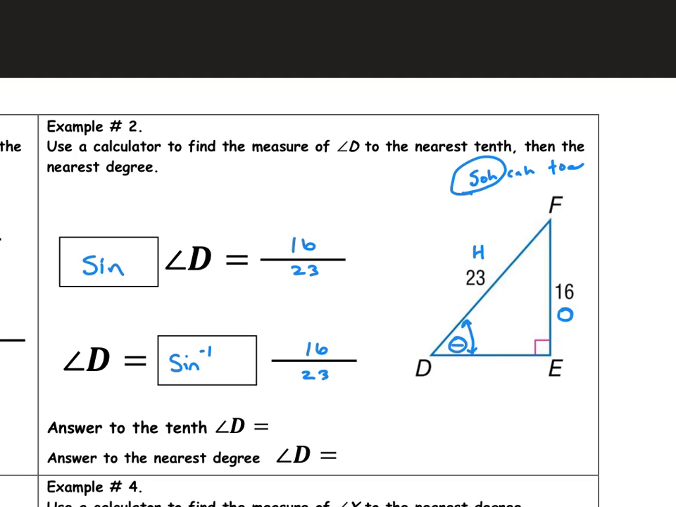16/23. So again, second sine, and then we'll do 1/3 divided by 2/3. All of those are the buttons that I would push on my calculator to get this answer. So the inverse sine, 16/23, and I get 44.07. So 44.1 degrees, and that is approximately, to the nearest degree, 44 degrees.